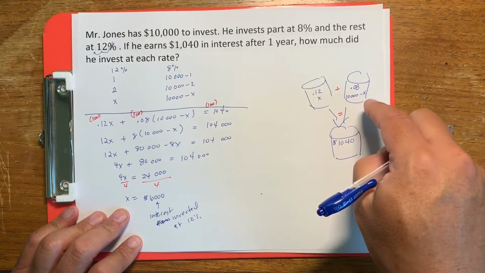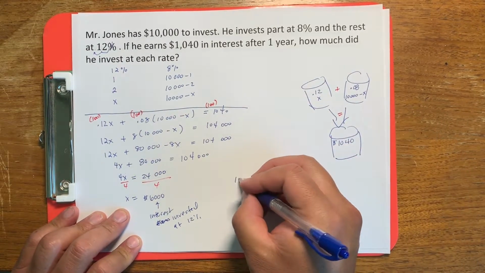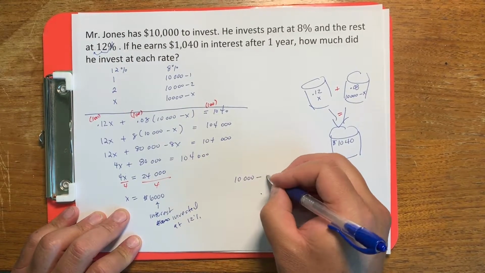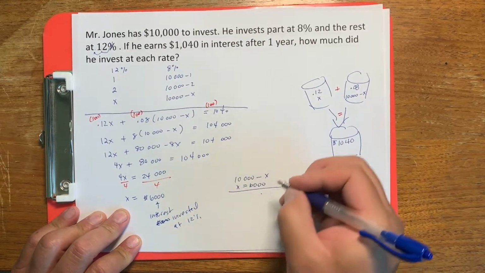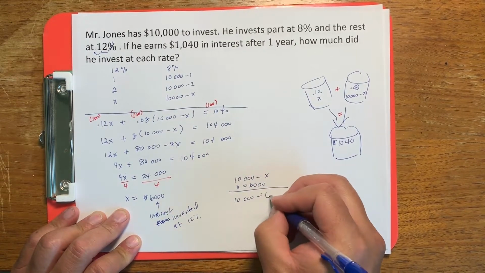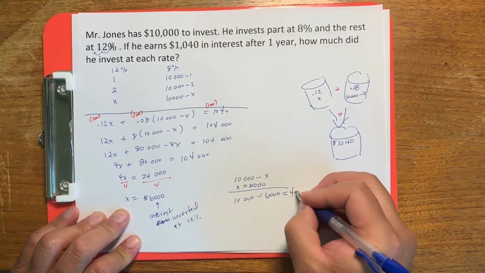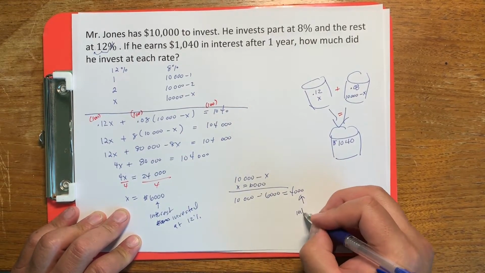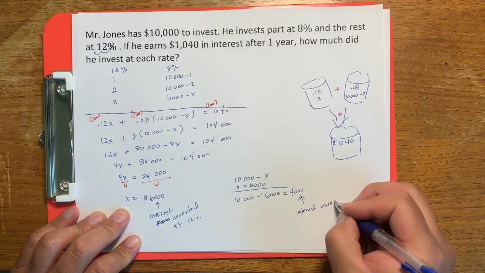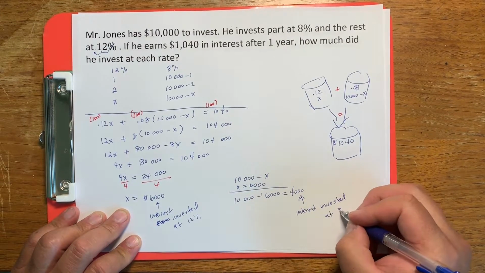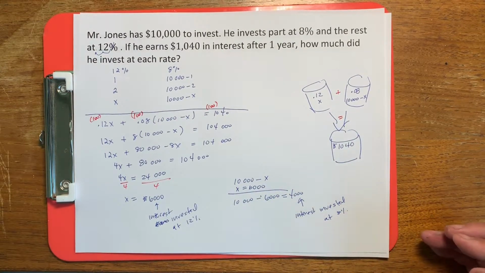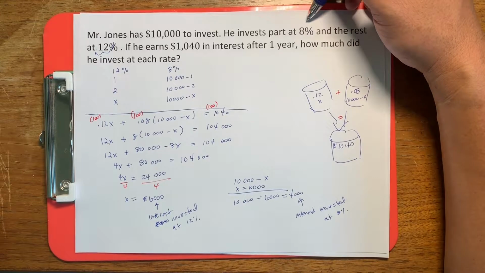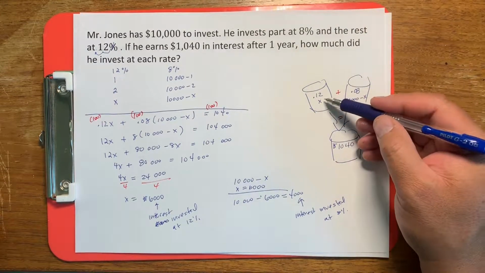So let's figure out how much money we invested in the 8%. So we have 10,000 minus the x, where x is equal to 6,000. We'll plug that in. We'll get 10,000 minus 6,000 is equal to 4,000. And this is the amount invested at 8% interest. Okay, so the only difference between this problem and the previous problem is that we started bringing in interest, and you just change that into a decimal.